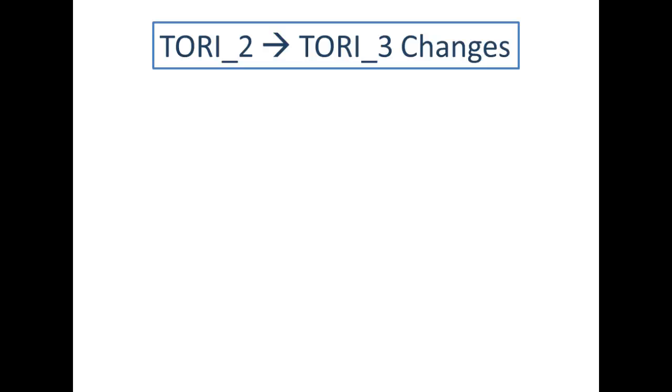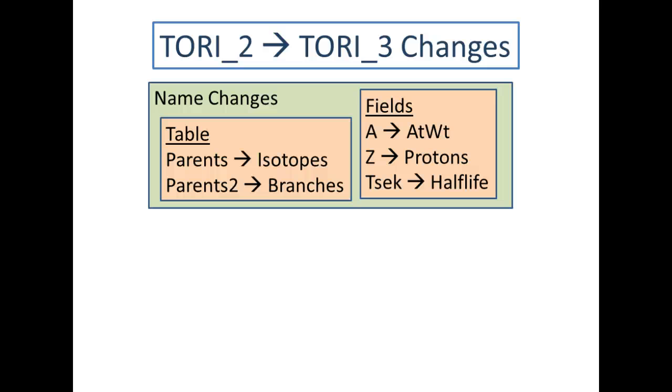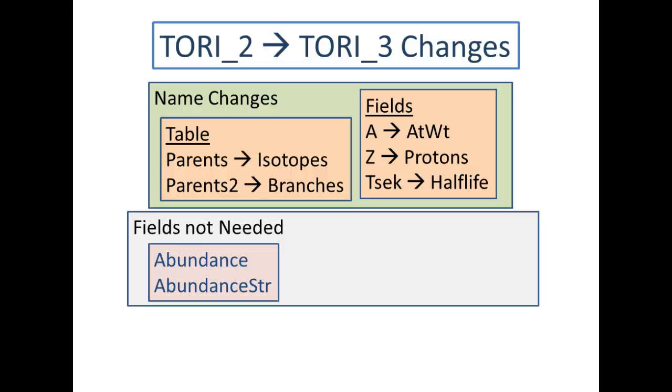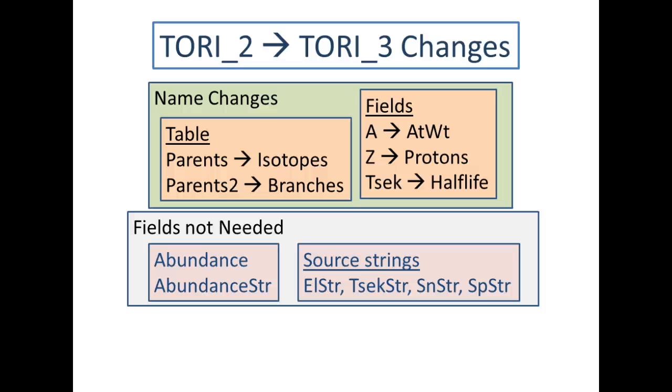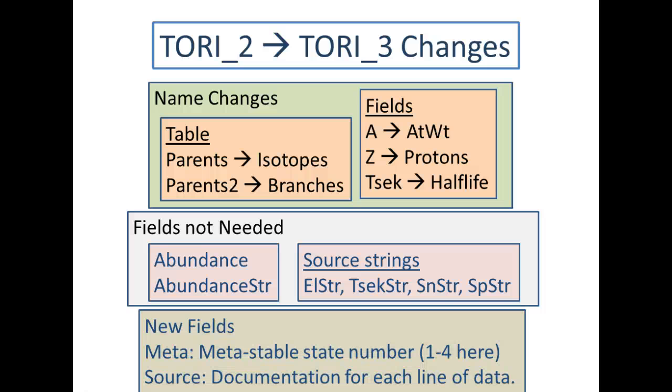I imported the Tori 2 data and named my copy Tori 3. I changed some table names and some key field names. I deleted some fields I don't need, such as abundance, and all the HTML strings from which the data were derived. The meta field is new. An isotope can occupy as many as 4 energy levels above the ground state in the current data. I will also add a source field to all the raw data tables.